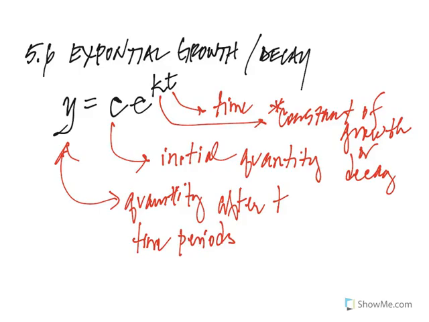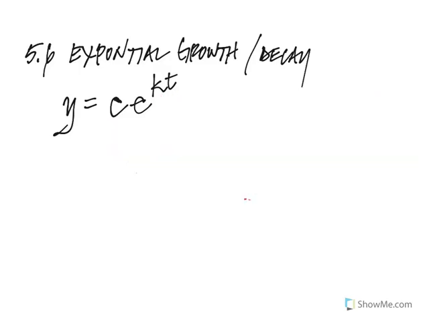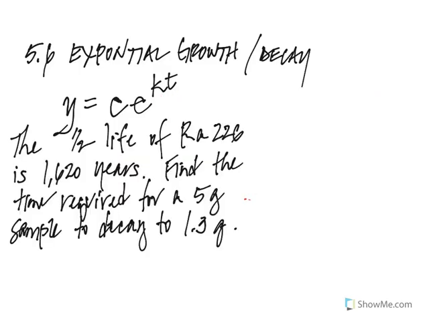So let's go ahead and work through a problem that you may have seen before in the past, and that is a half-life problem. All right, the half-life of radium-226 is 1,620 years. Find the time required for a 5-gram sample to decay to 1.3 grams.